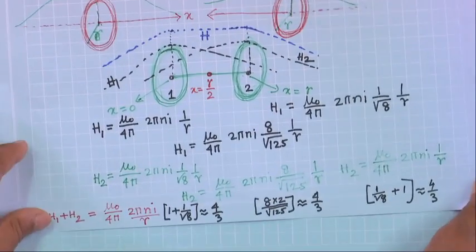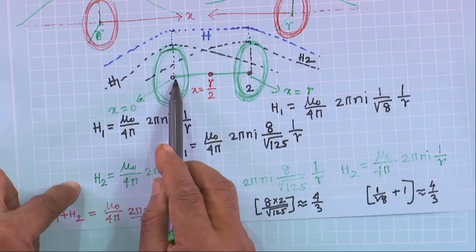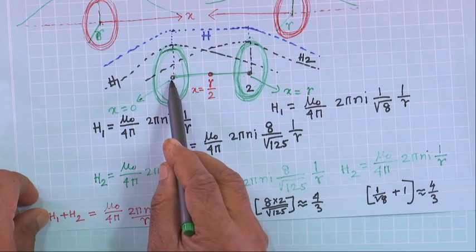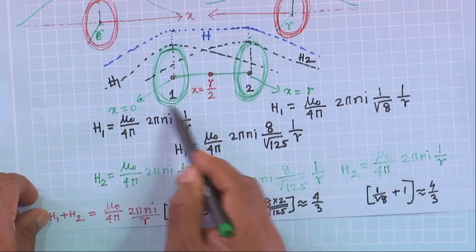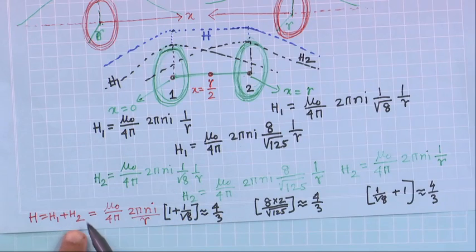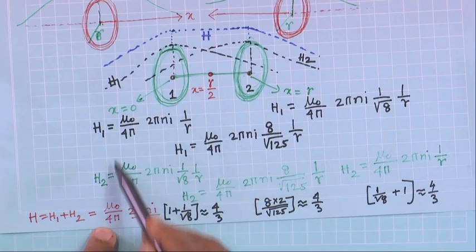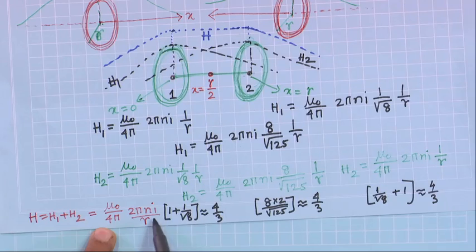Now for these two coils, here you are getting the total field for coil 1 and coil 2. So, this will be the summation of H 1 plus H 2. These two will give you 1 by r I have taken. So, 1 plus 1 by root 8. This factor is approximately 4 by 3. If you take root 9, it is 1 by 3. So, 1 plus 1 by 3, so it is 4 by 3.